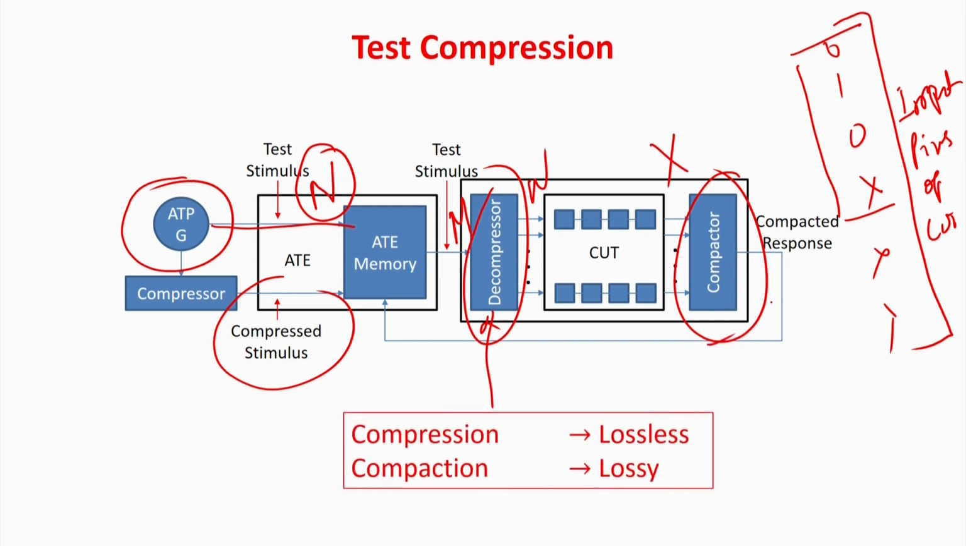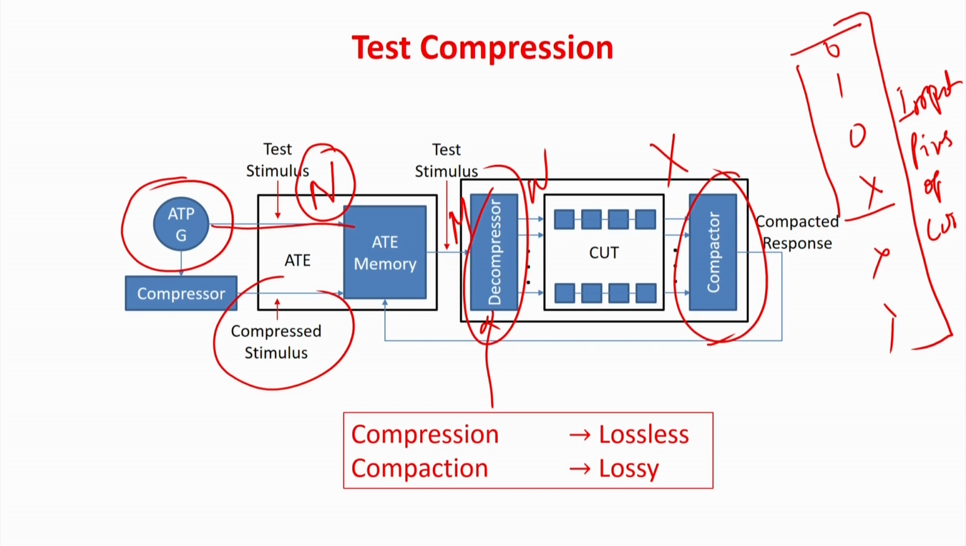Basically a slight difference: compression is lossless. When you have a test vector, we will compress in such a manner that when you decompress it, you will get the exact value, with no loss of information. But compaction means it is lossy. So if we compress the output vectors, we will call it compaction.